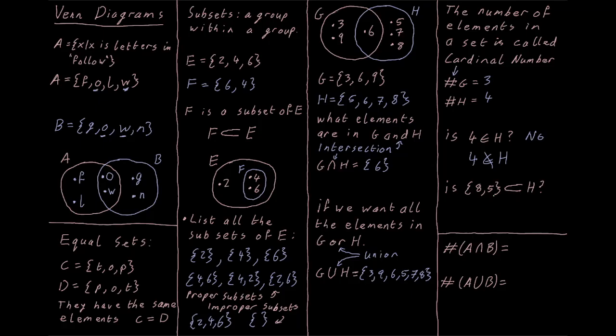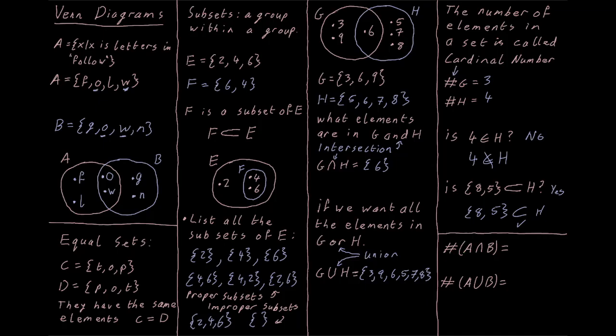Is 8, 5 a subset? Our long C means subset of H. So is 8 and 5, they are both within H, so they would form a subgroup, a group within the group H. So we would say yes, that would be true. We would be able to say 8, 5 is a subset of H.